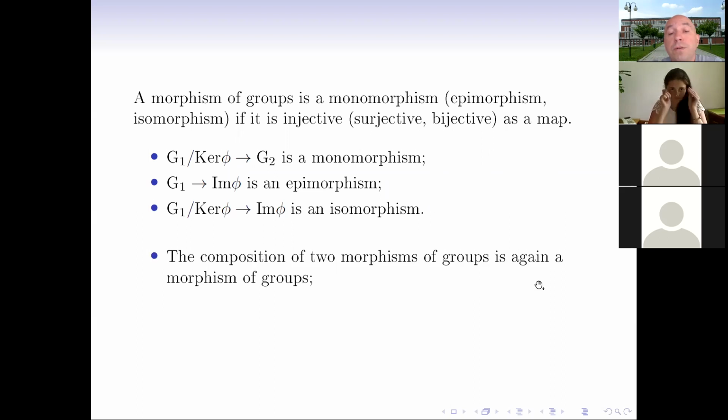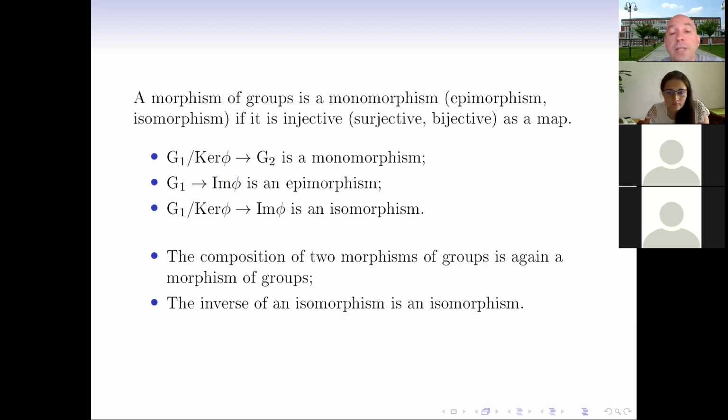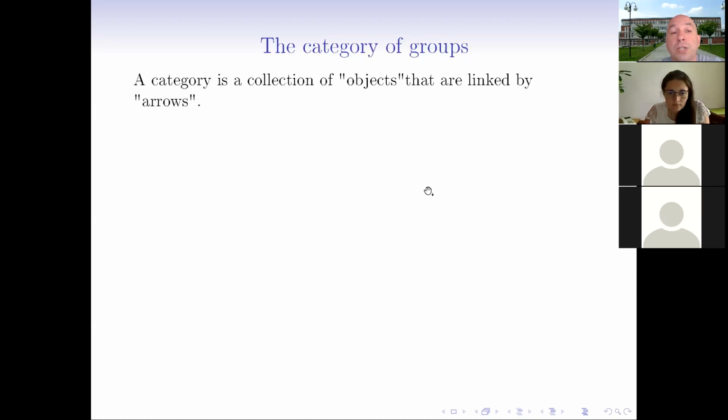The composition of two morphisms of groups is again a morphism of groups, because it will respect all the algebraic properties. The inverse of an isomorphism is again an isomorphism. So it means that if you take morphisms of groups as maps, then this set will be closed with respect to the composition and taking the inverses. It means that groups with their morphisms will be some algebraic structure. And I will say what kind of structure.